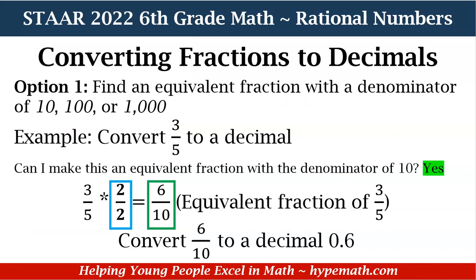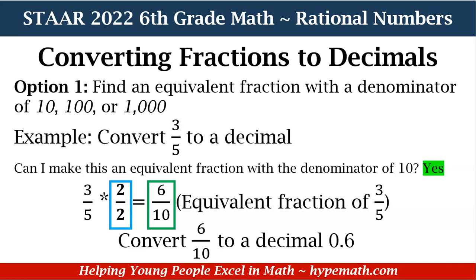Let's review converting fractions to decimals, and then we're going to talk about decimals to fractions, and lastly, how to convert decimals to percents before we dive in to our problems. So when you convert fractions to decimals, there are two options that you have. The option one we're going to talk about is finding an equivalent fraction with the denominator of 10, 100, or 1000. In our example, we are going to convert 3/5 to a decimal.